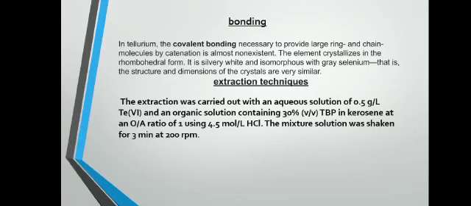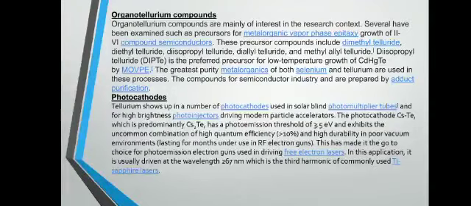These precursor compounds include dimethyl telluride, diethyl telluride, diisopropyl telluride, diallyl telluride, and methyl allyl telluride. DIPTe is the preferred precursor for the low temperature growth of cadmium mercury telluride. The greatest purity metal organics of both selenium and tellurium are used in these processes. The compounds are for the semiconductor industry and are prepared by adduct purification.